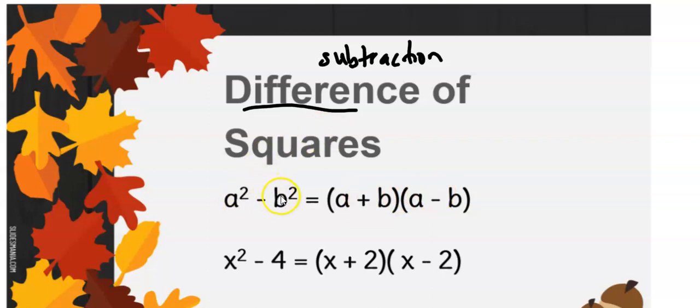So if you have a squared minus b squared, you know you're squaring a and you're squaring b. So it's a plus b, a minus b. If we have x squared minus 4, we're squaring x, we're squaring 2. That's going to factor to x plus 2 and x minus 2.